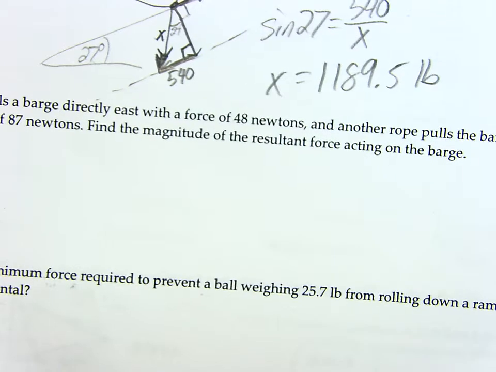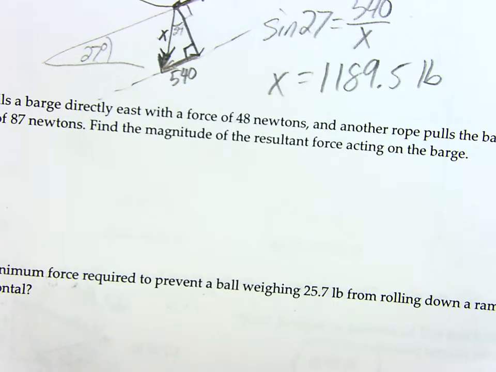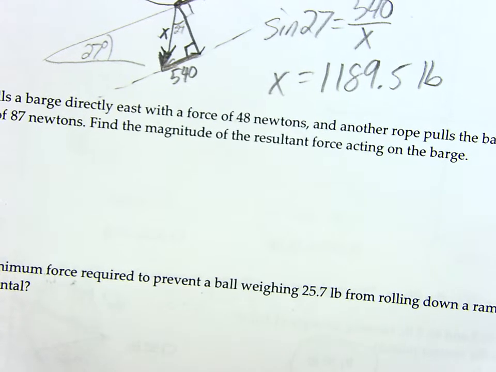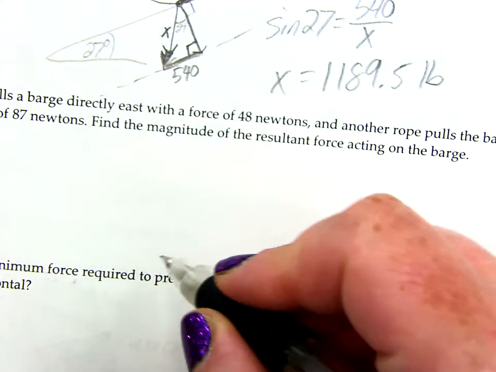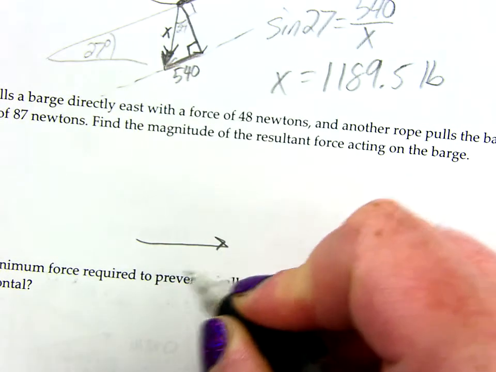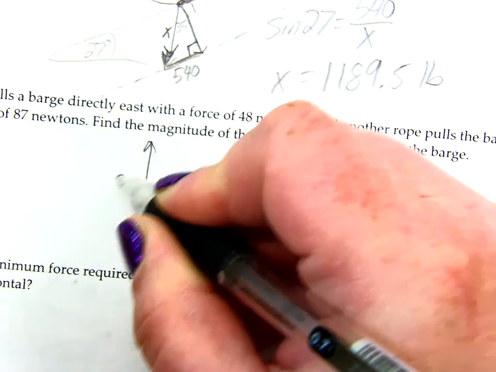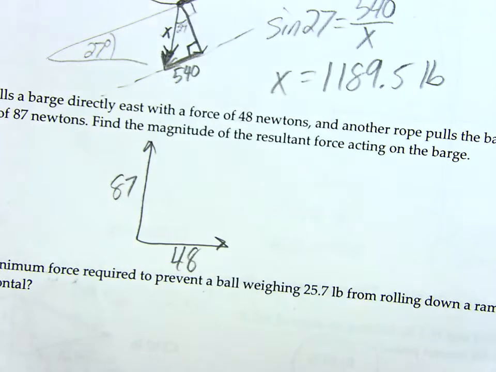One rower pulls a barge directly east with a force of 48. Another rower pulls the barge north with 87. Find the magnitude of the resultant. Okay, this one's not so bad. East, 48. What number is this? This is 20, and north 87. I need the magnitude of the resultant.